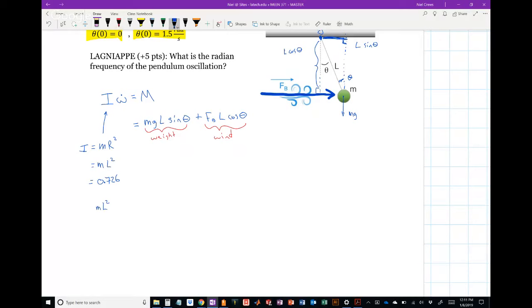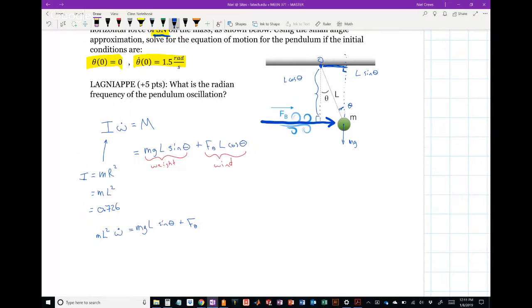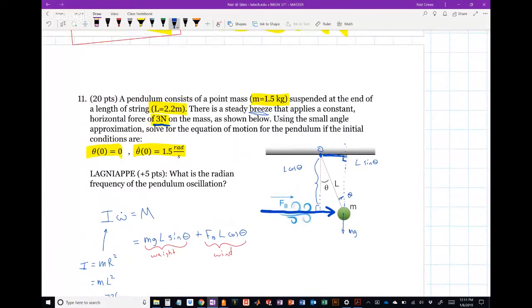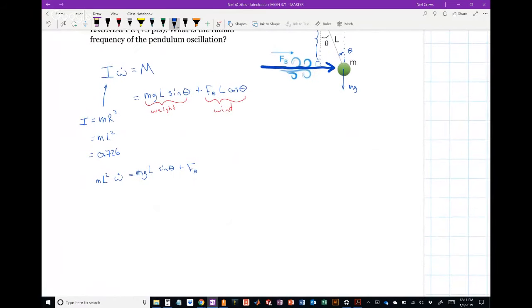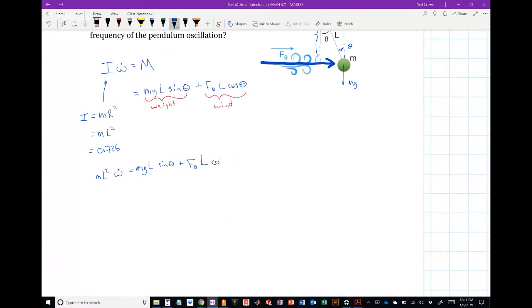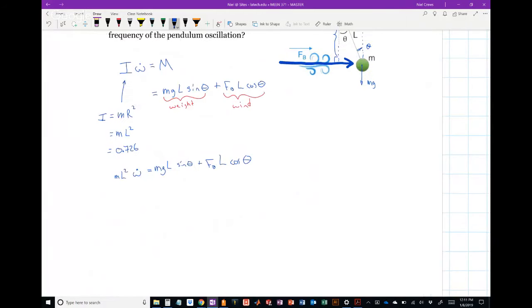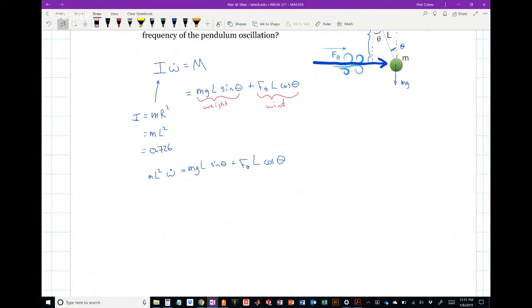mL squared, that's the I, omega dot, is going to be equal to mgL sine theta plus F_B. What's the B for? Oh yeah, breeze. There you go. The breeze force. F_B L cosine theta. Okay. We can cancel out one of these L's.